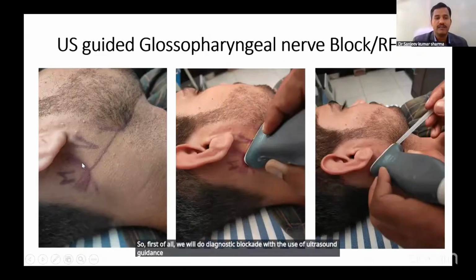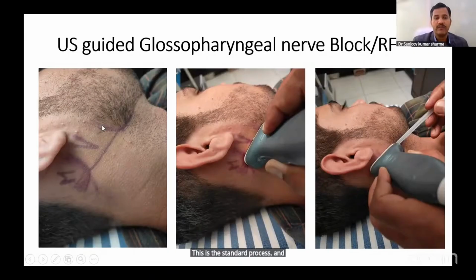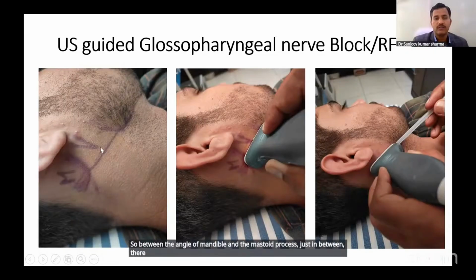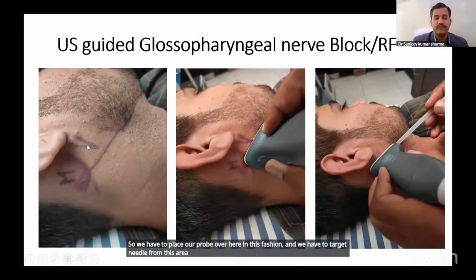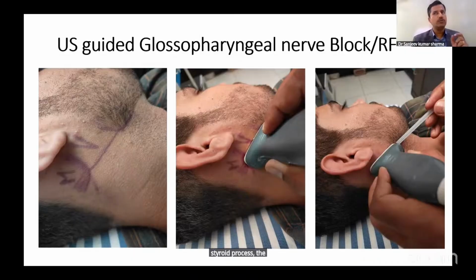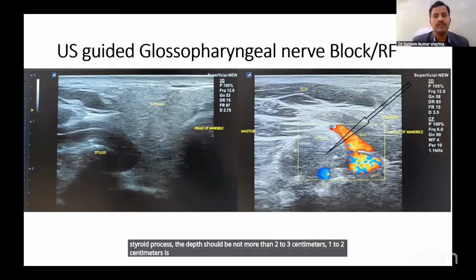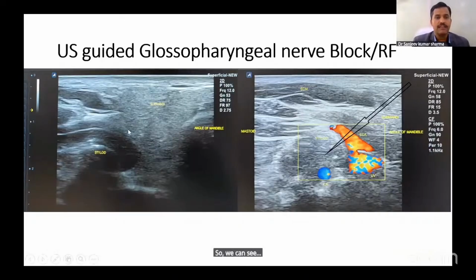We can see this is the mastoid area, this is the styloid process, and this is the angle of mandible. Between the angle of mandible and the mastoid process, just in between, there is the styloid process. So we have to place our probe over here in this fashion, and we have to direct the needle from this area to this area. We have to try to hit the styloid process. The depth should be not more than 2 to 3 centimeters; 1 to 2 centimeters is the approximate depth of this structure.